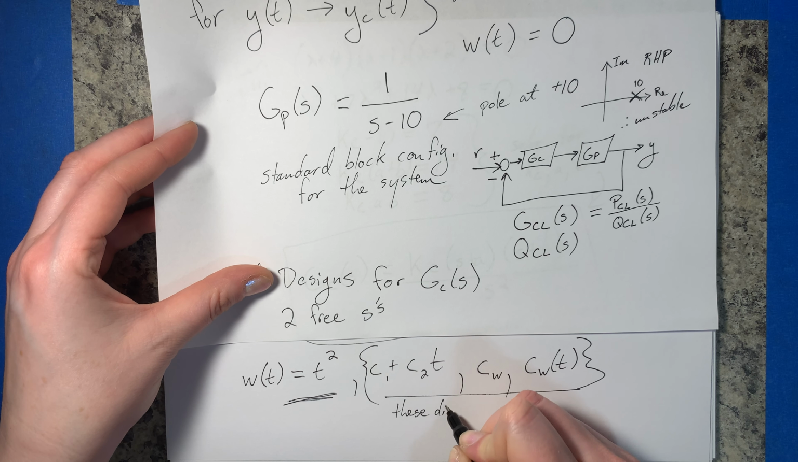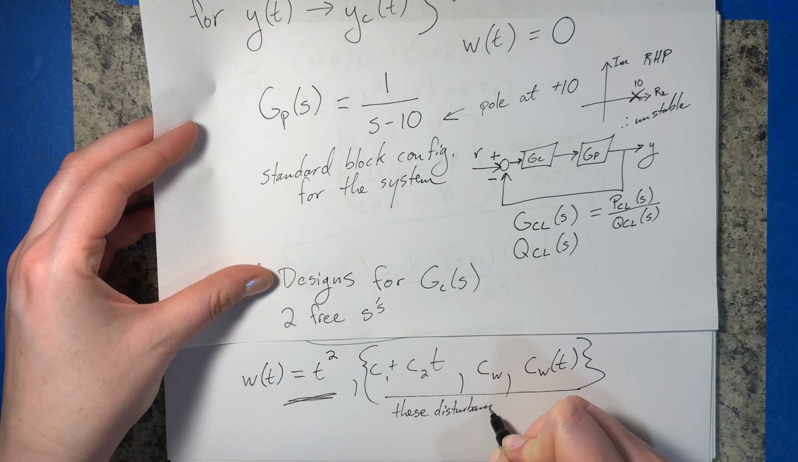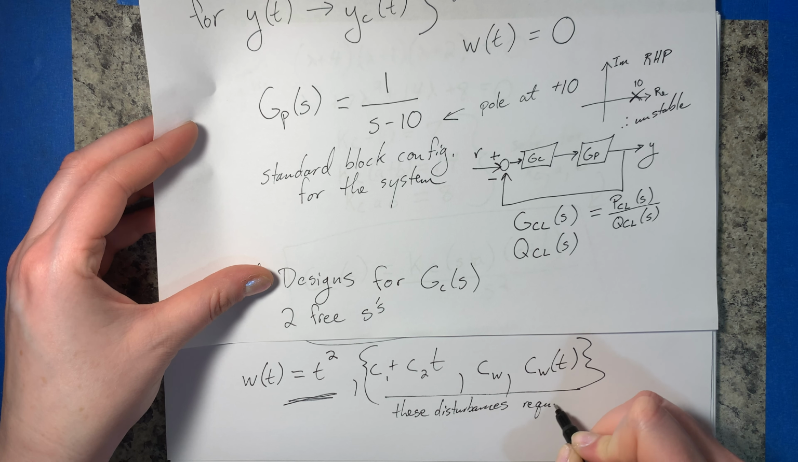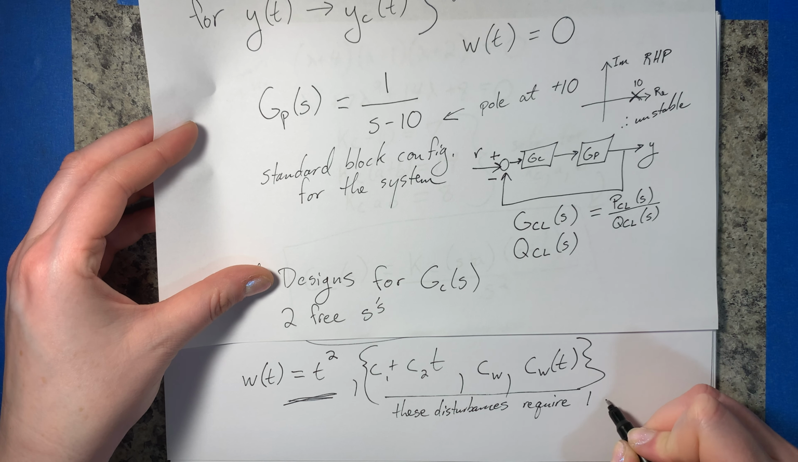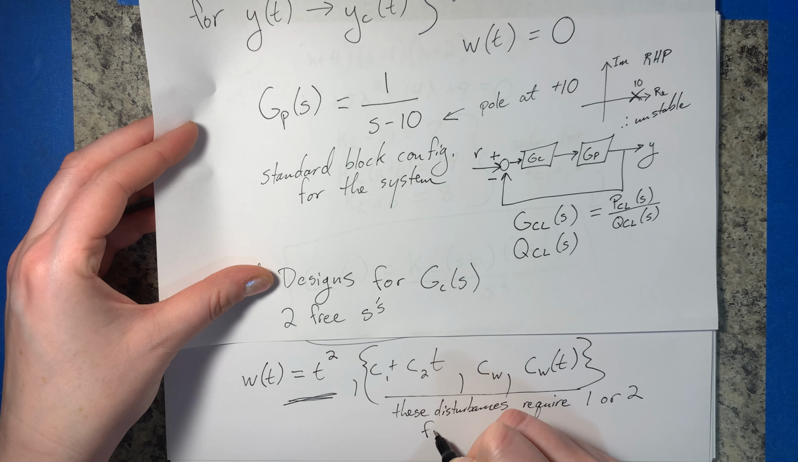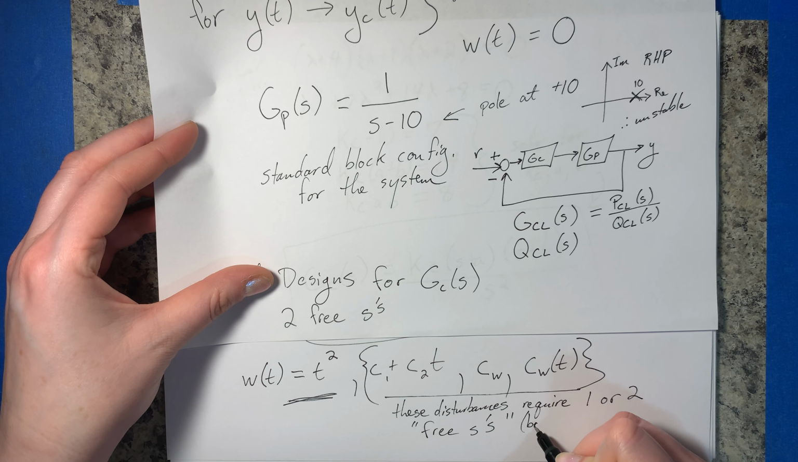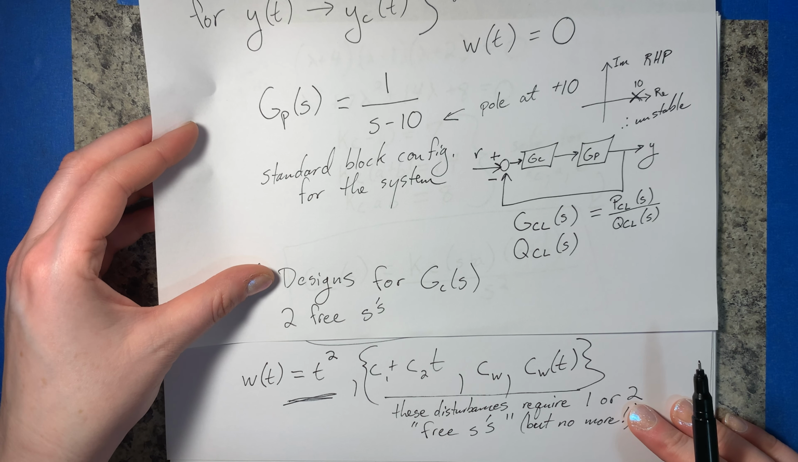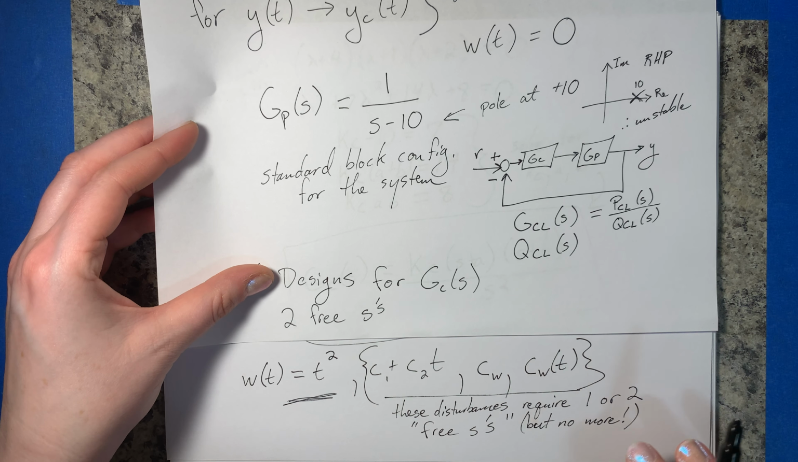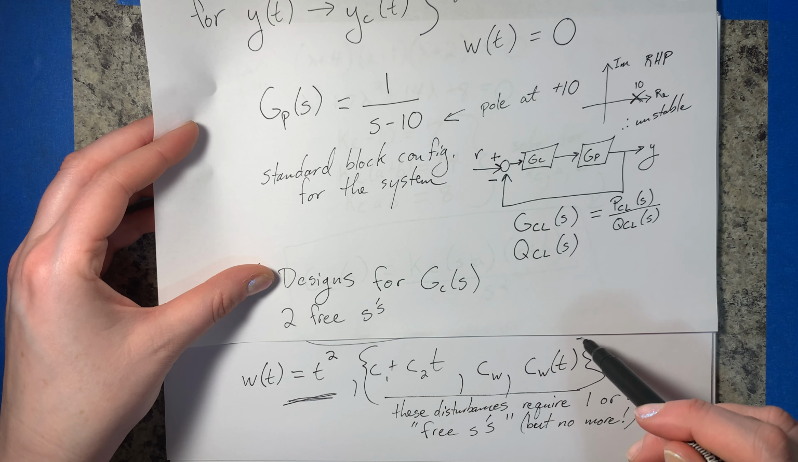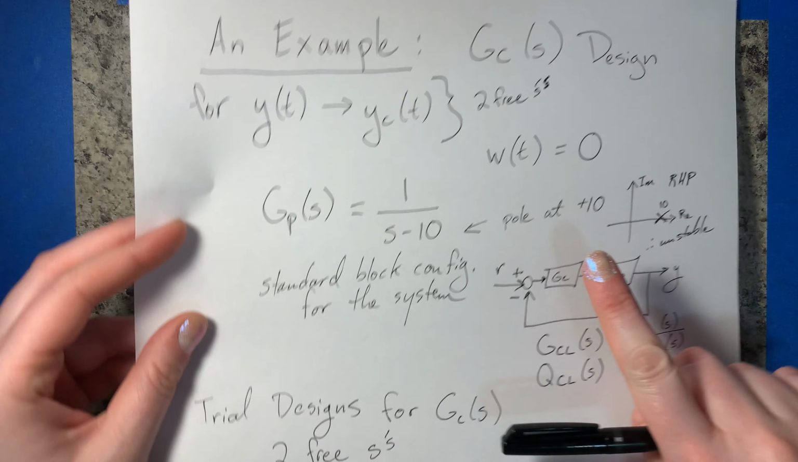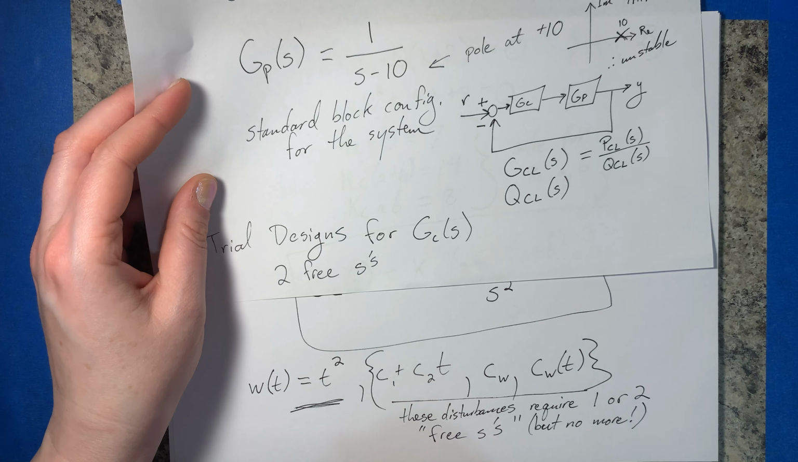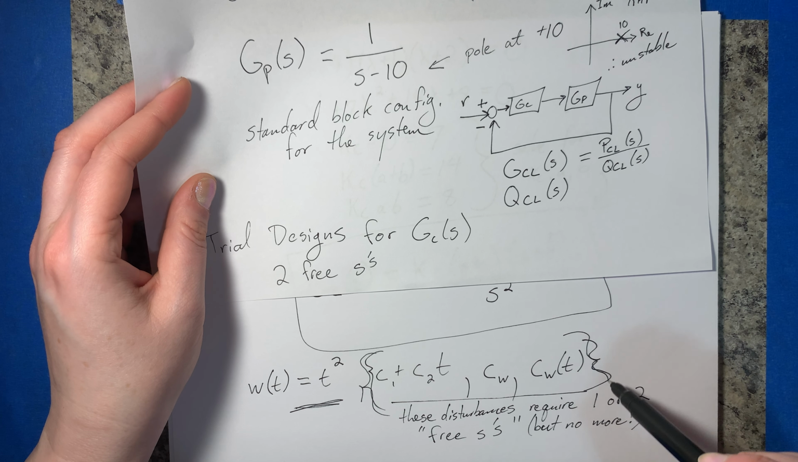these disturbances require 1 or 2 free S's, but no more. So since they are within the range of free S's that we are designing for, our design is still valid. So we can already accommodate with designing for 0 disturbance. We can already accommodate all of this range of disturbance.